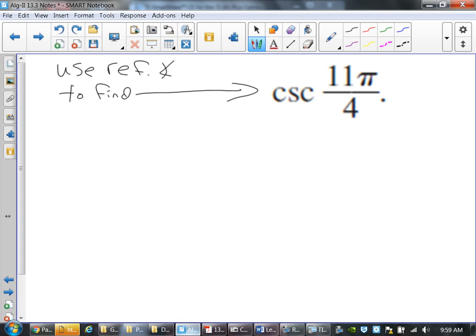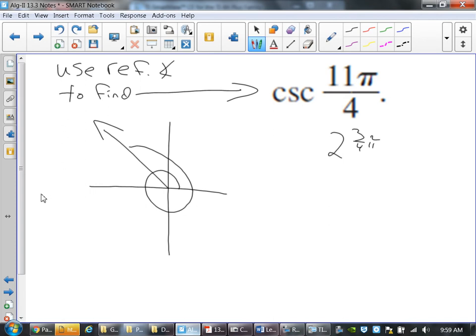I know we've been drawing them and figuring out where they land in the coordinate plane. 11π/4. 4 goes into 11 how many times? 2, and how many are left over? 2 and 3/4 π. So when I start this, there's 2π. And then where do I go? 3/4, which is the second quadrant. If this is 3/4 of the way, what's my reference angle coming up? π/4.